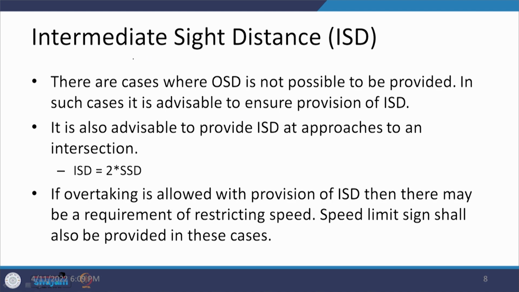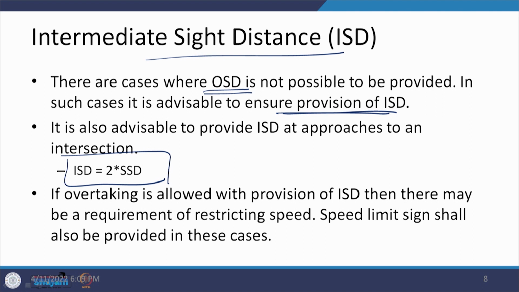Now, let us look at the intermediate sight distance, which we talked about a bit when we discussed the SSD as well as OSD. What we have discussed there is that if we are not in a position to provide OSD, then at least ISD has to be provided. As far as calculation is concerned, it is considered as twice the SSD. So, this is the value which should be there if OSD is not available.